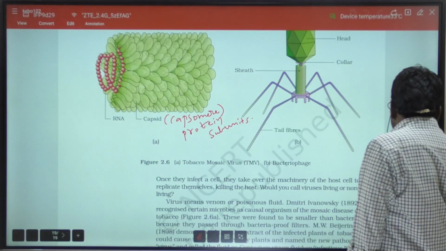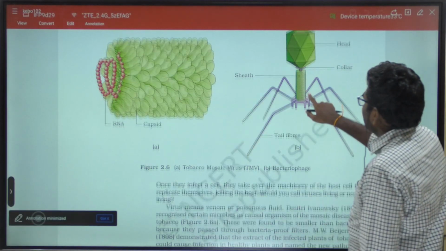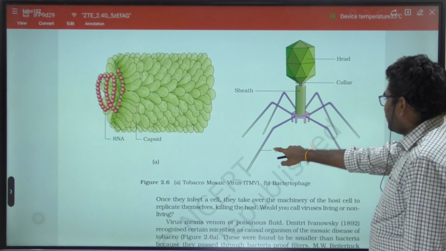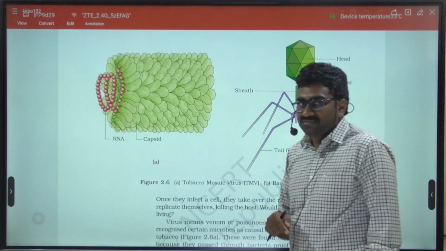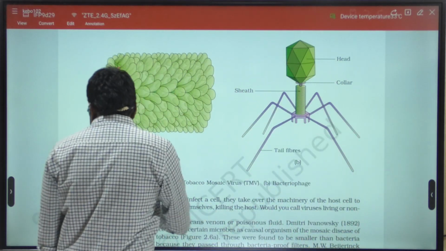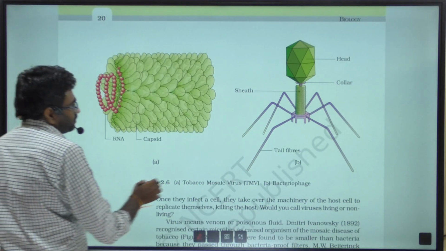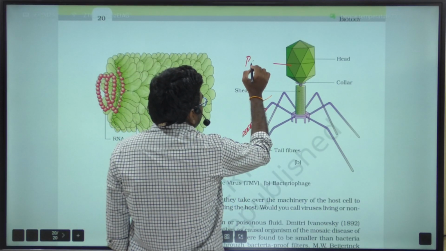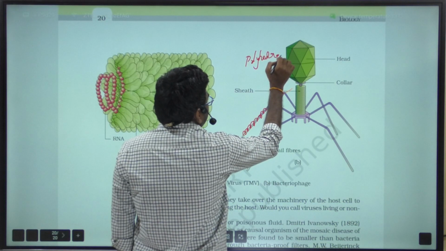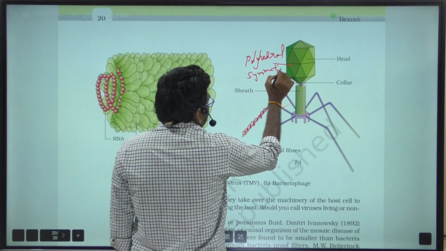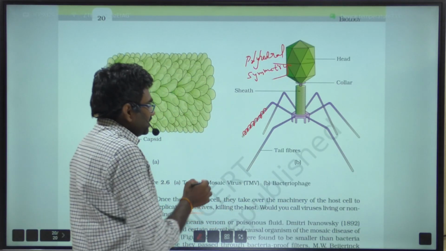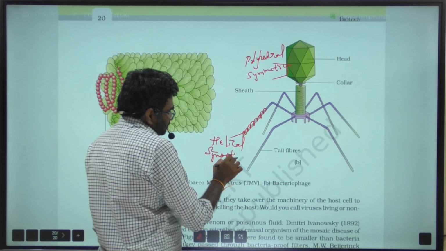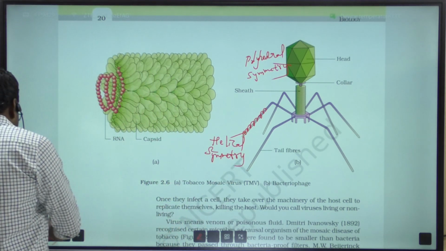And here, this is the structure of bacteriophage, which contains head, collar, and tail fibers. In the head, we observe polyhedral symmetry, whereas in the tail, helical symmetry is observed. So polyhedral symmetry in the head, and helical symmetry in the tail, right?